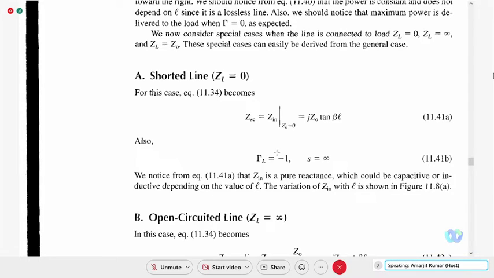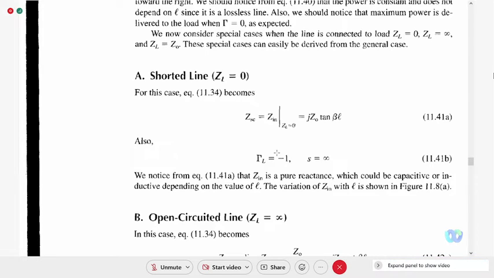What will be the standing wave ratio? What is the relationship between the standing wave ratio and reflection coefficient? S is equal to 1 plus mod gamma divided by 1 minus mod gamma. So that means 1 plus 1 divided by 1 minus 1. That will be infinity. So the standing wave ratio will be infinity for the short circuited lossless transmission line.